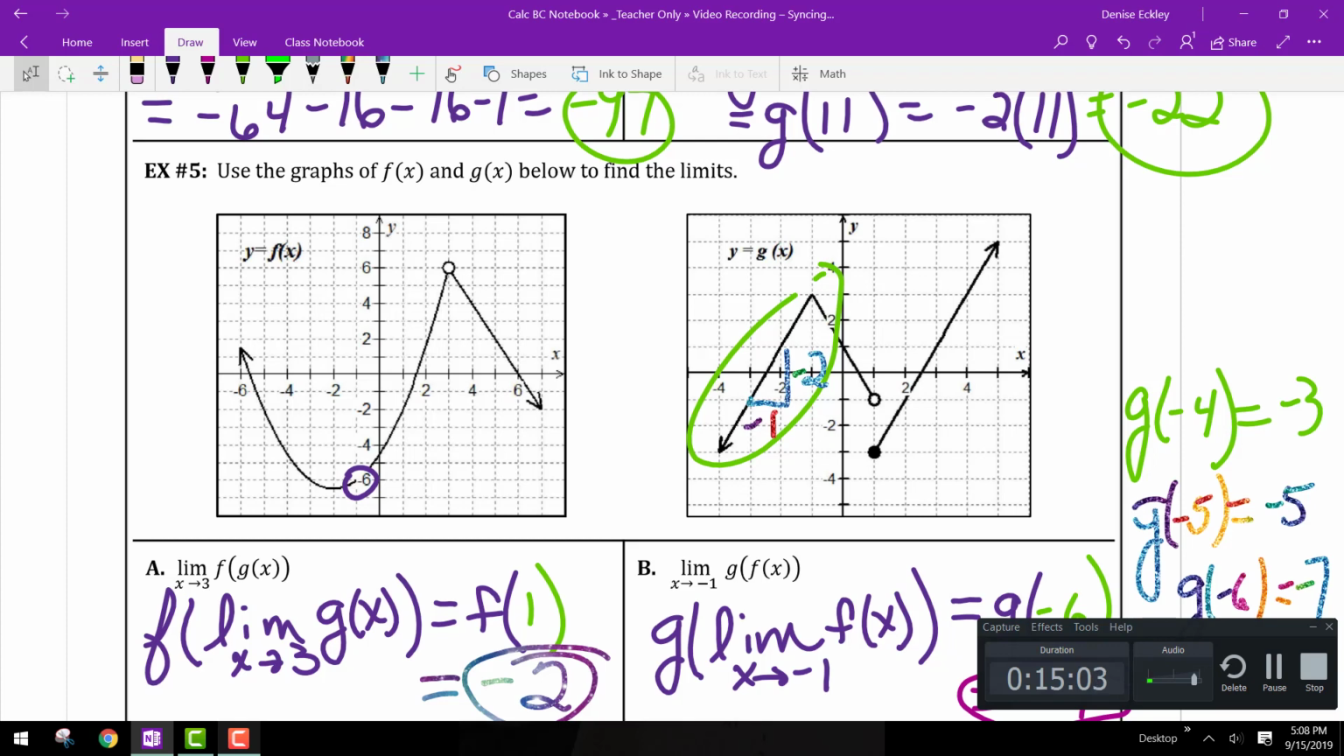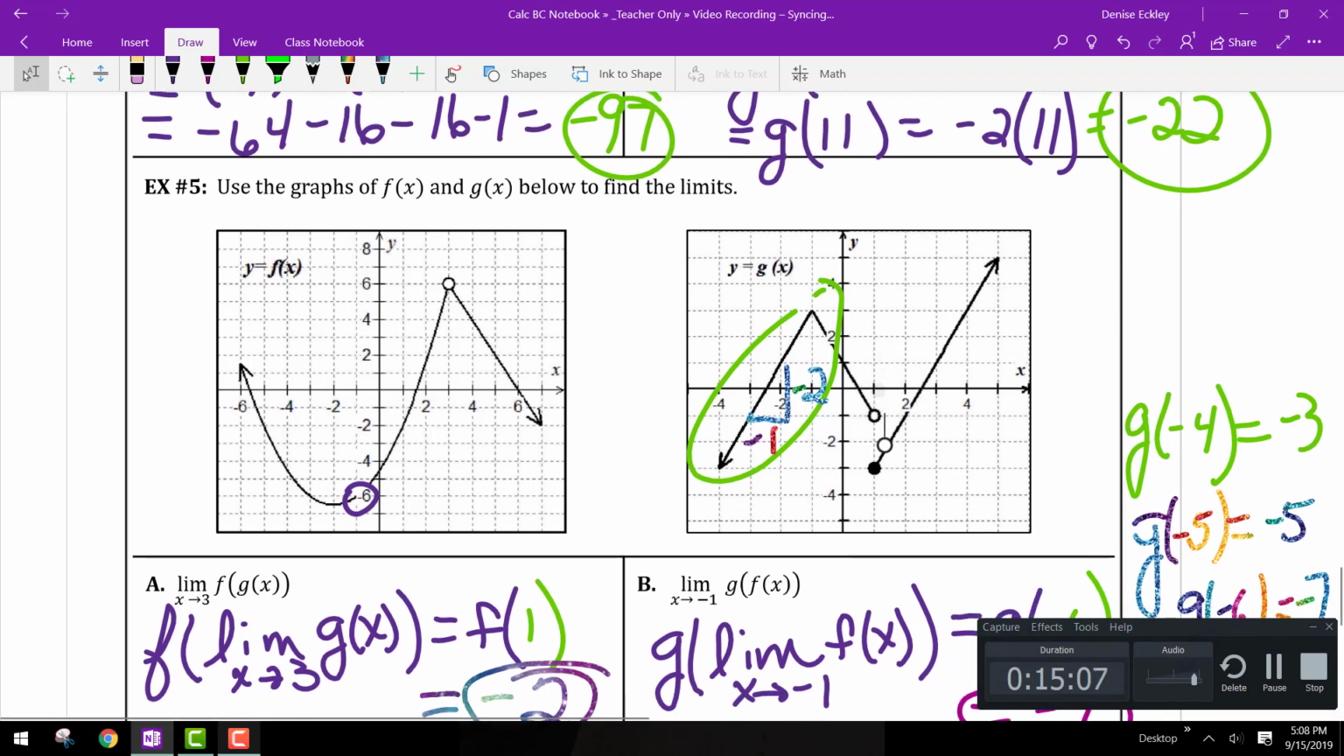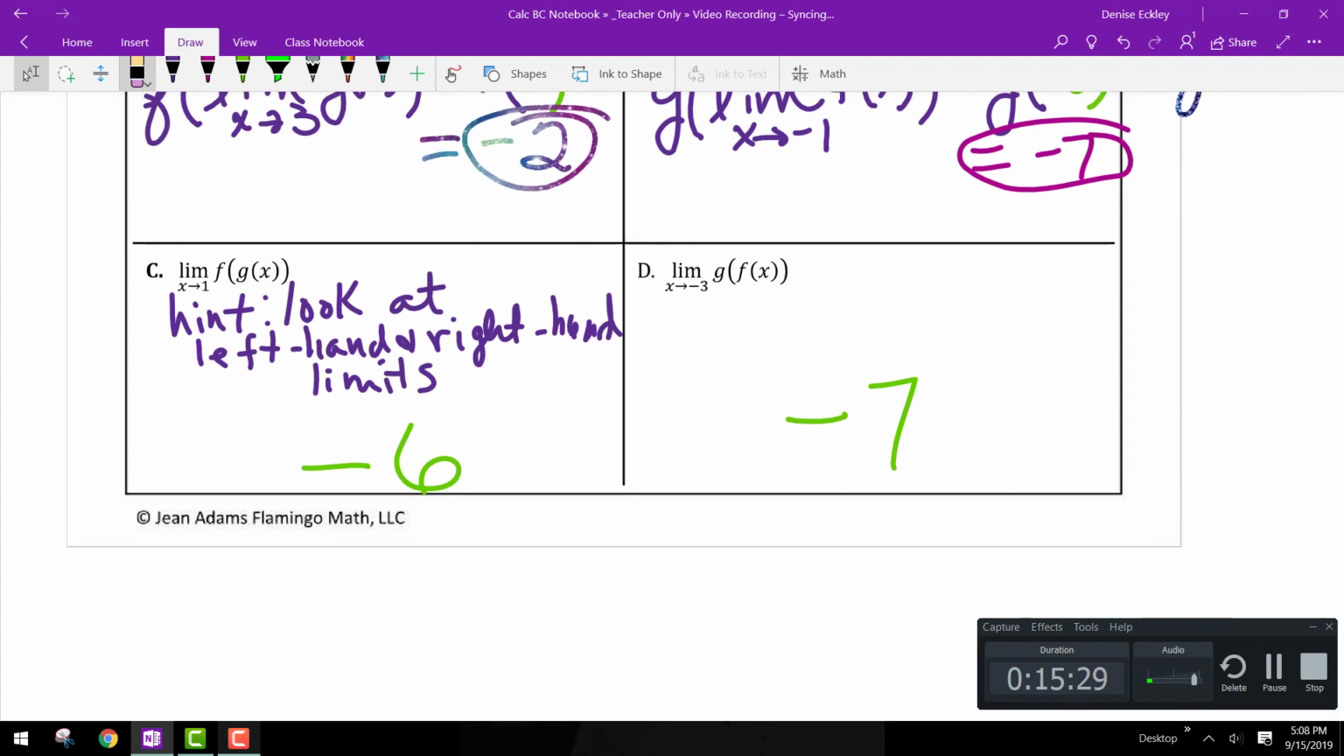doing two different function values. So you're going to do a right-hand limit for g here and a left-hand limit for g here. And then you're going to use both of those to find f of x. So just think of it that way, and then we'll talk about it in class. Letter D, on the other hand, is much more straightforward. So good luck.